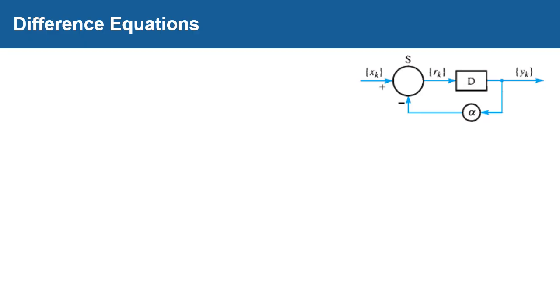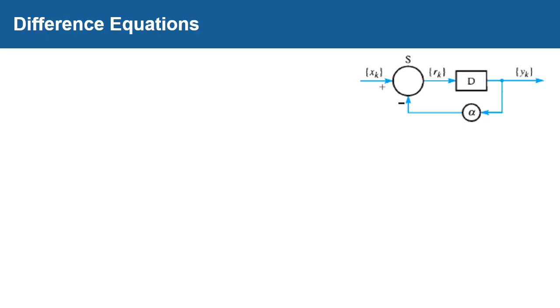We might attempt to process, for example, smooth or filter the sequence of observations xk using the discrete time feedback system shown in the figure. At time step k the observation xk enters the system as an input, and after combination with the feedback signal at the summing junction S, proceeds now to the block labeled D.